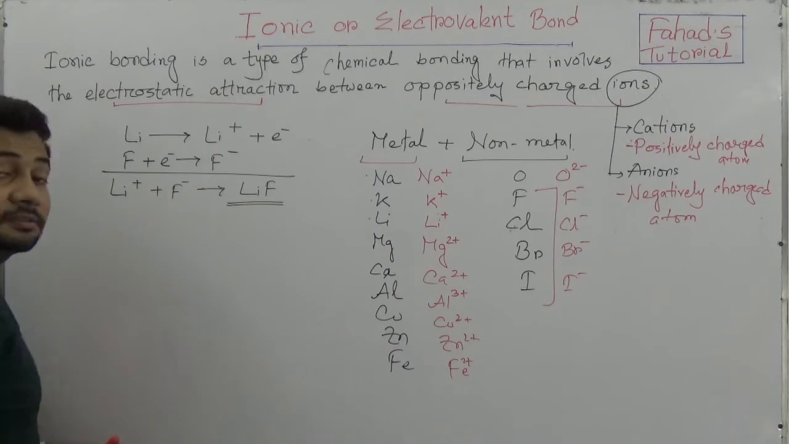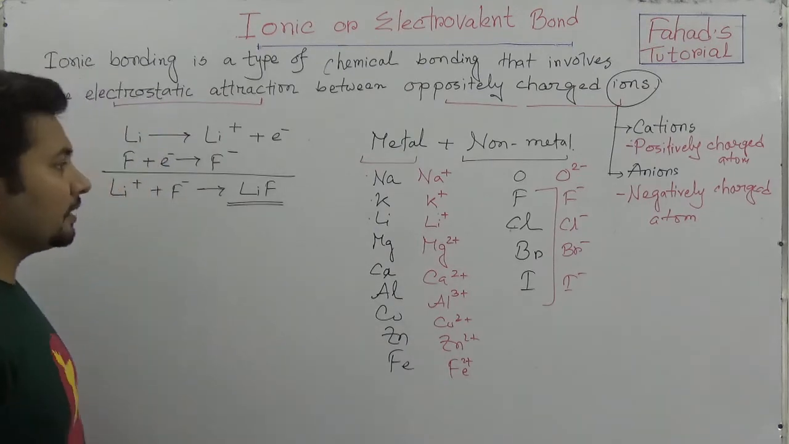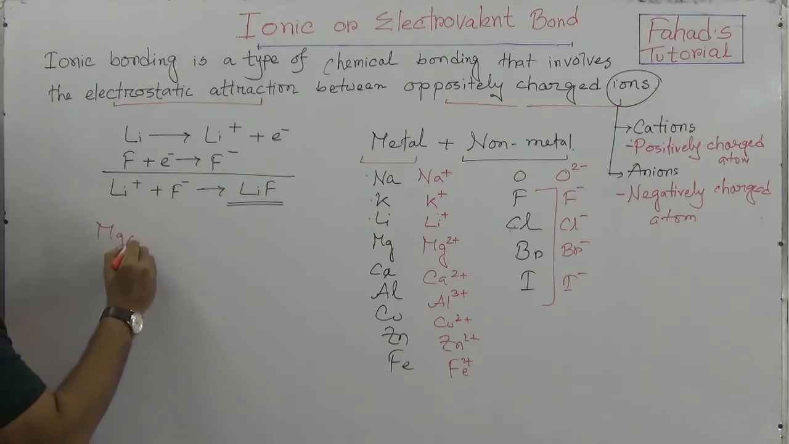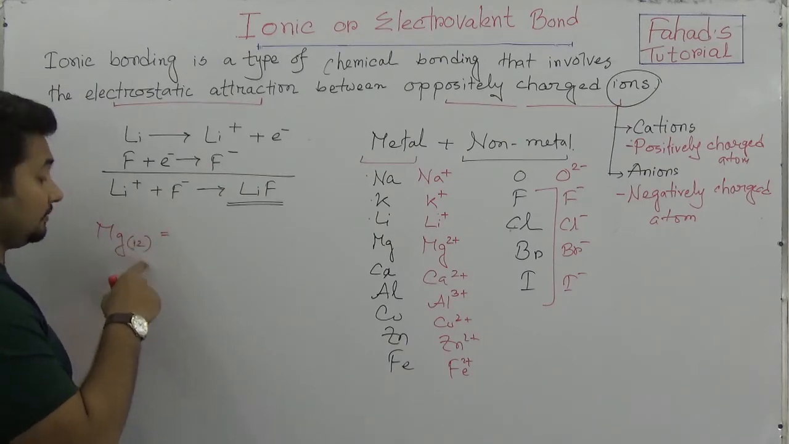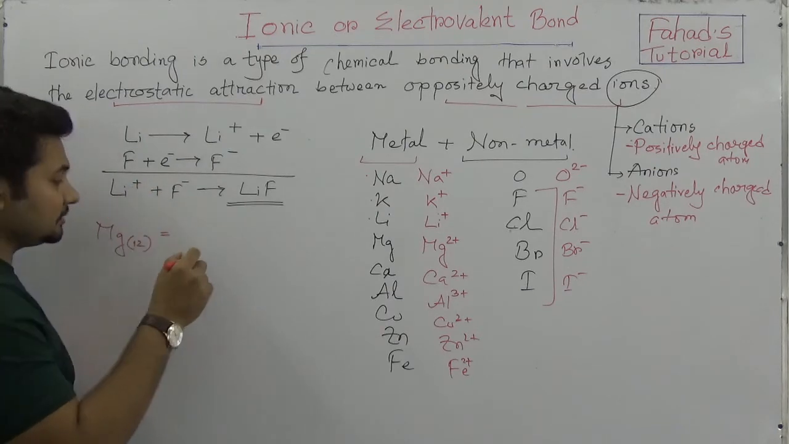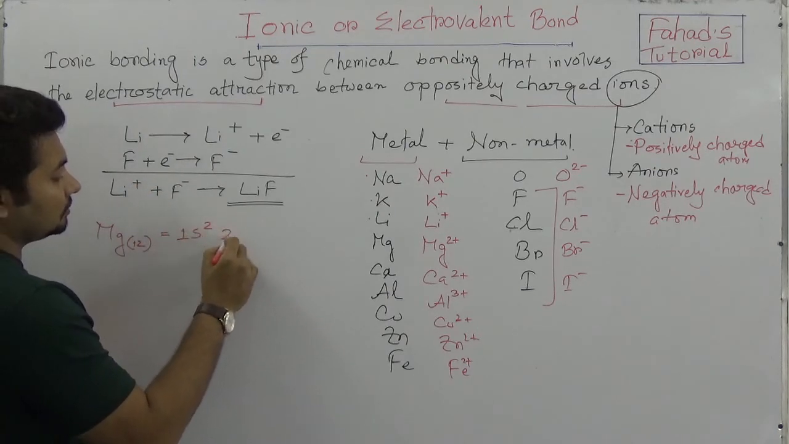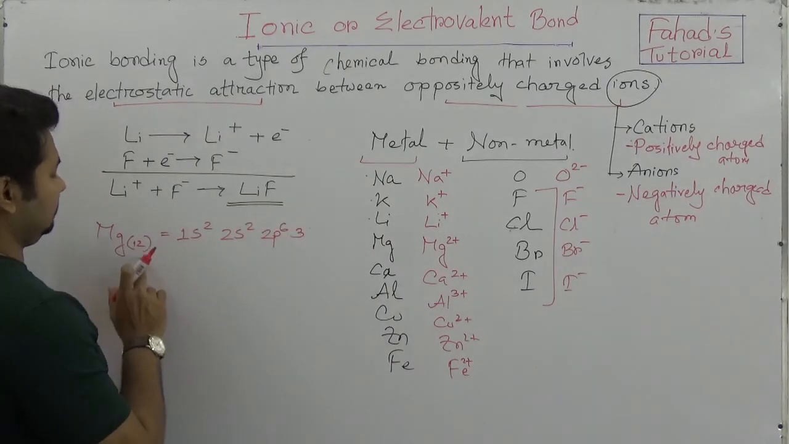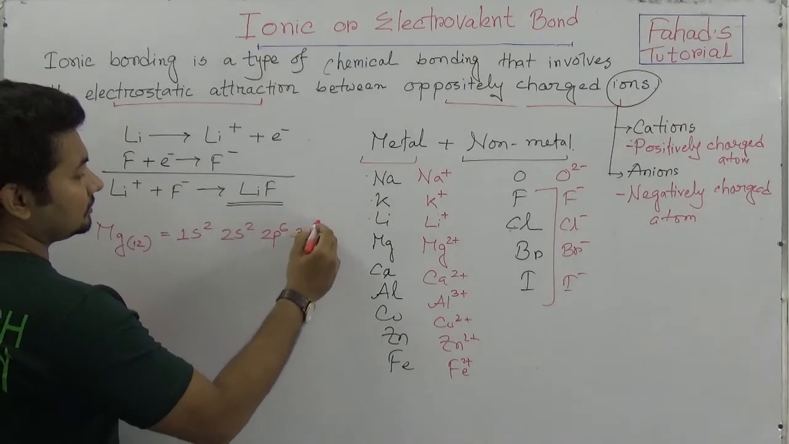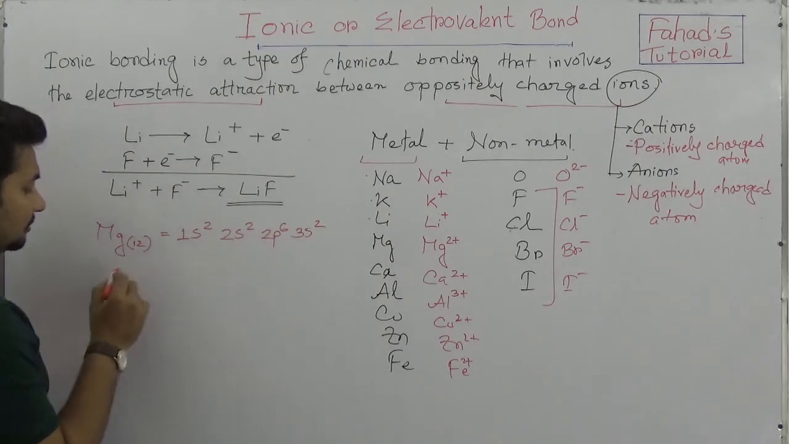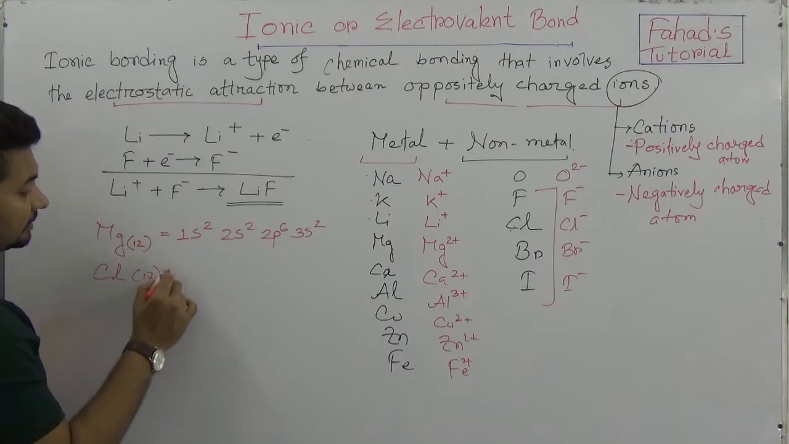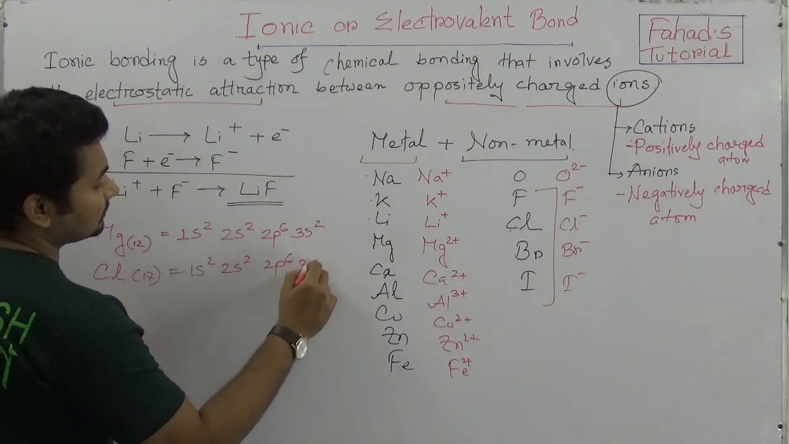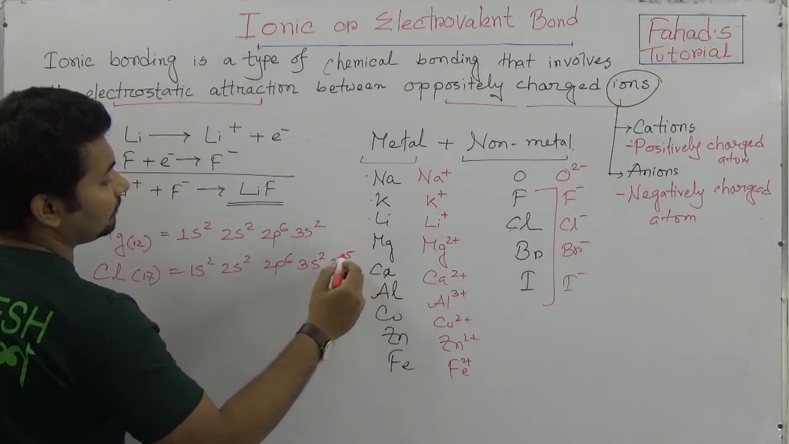Even if you talk about magnesium and chlorine, what about the magnesium? Now think about magnesium, it has 12 protons and 12 electrons. So it is 1s2, 2s2, 2p6, 3s2. I hope you understand 3s2. In case of chlorine, it has 17, so 1s2, 2s2, 2p6, 3s2, 3p5.